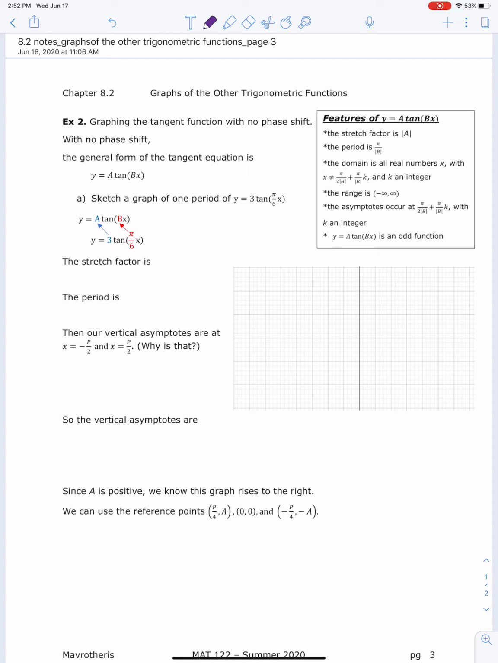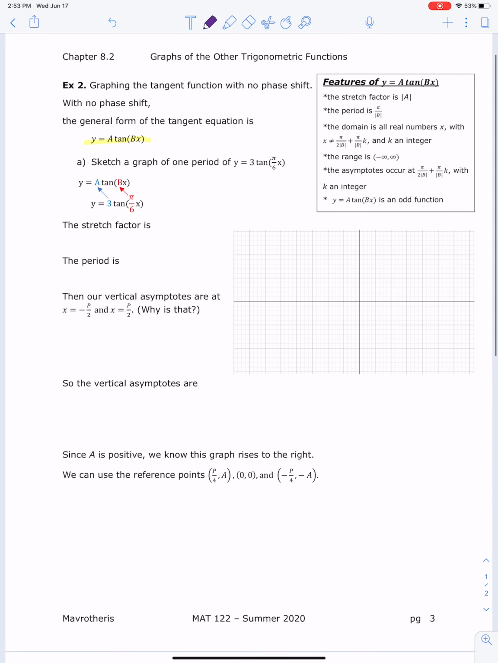Okay. So the general form of the tangent without a phase shift is right here: y equals a tangent of bx. And so we want to graph one period of y equals 3 tangent pi over 6x. Okay. Try to color code here. A is our 3, so our stretch factor is 3. The period is pi over b, so we've got pi over 6. Just a reminder that that's pi divided by pi over 6, which we can rewrite as a multiplication, which gives us a period of 6.